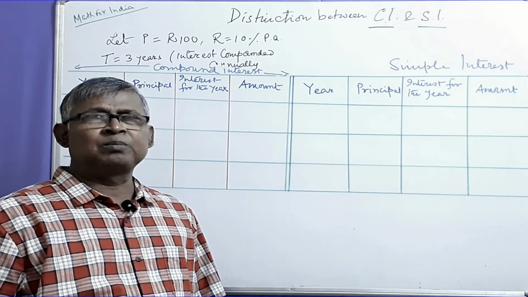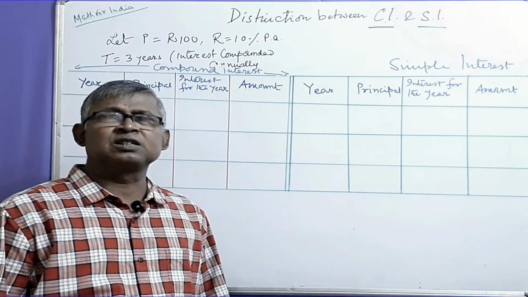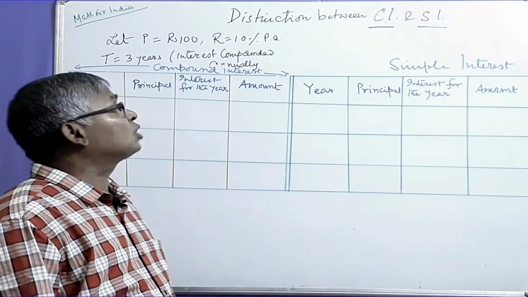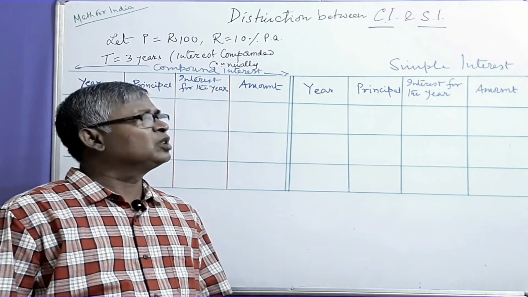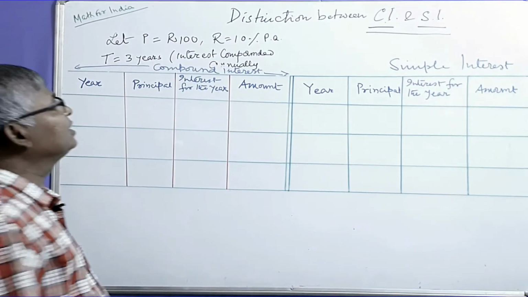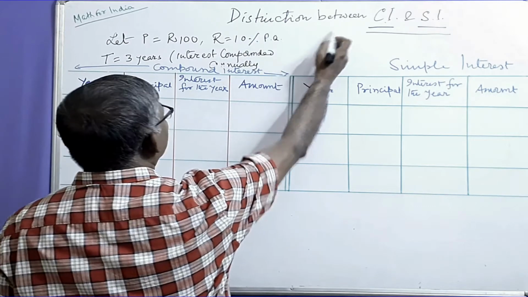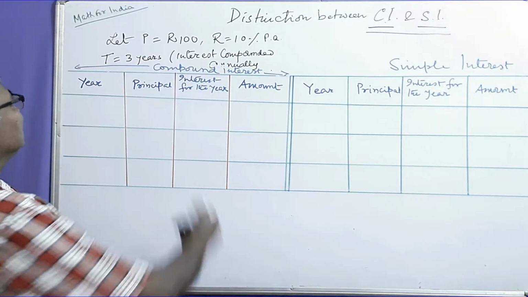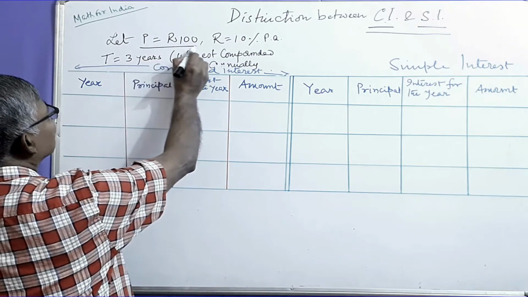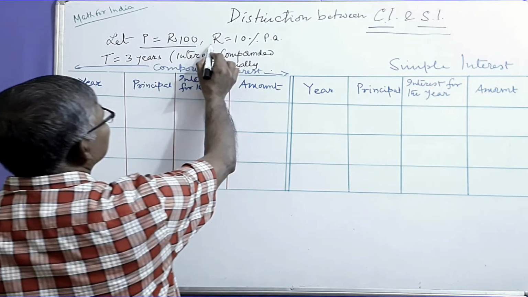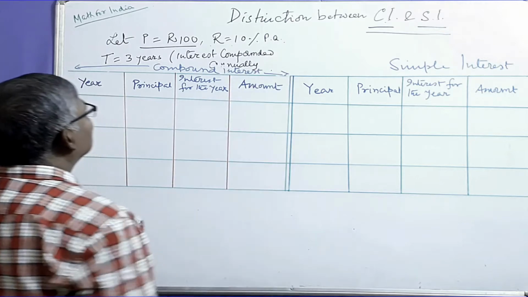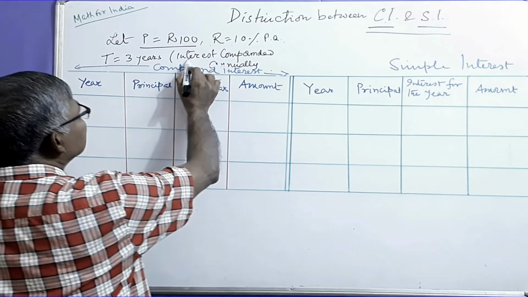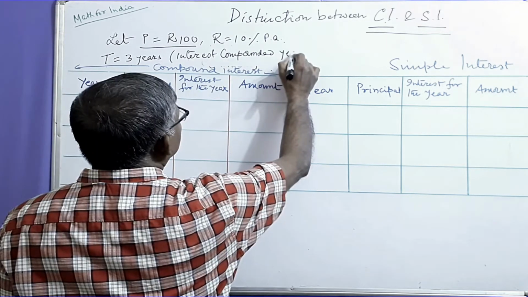For competitive exams in banks, WBCS, Reserve Bank of India, Railway Recruitment Board, these sorts of problems are set. Students, let us find the distinction between compound interest and simple interest. For the sake of simplicity, let the principal be 100, rate of interest 10% per annum, and time period 3 years. Here, interest is compounded annually or yearly.